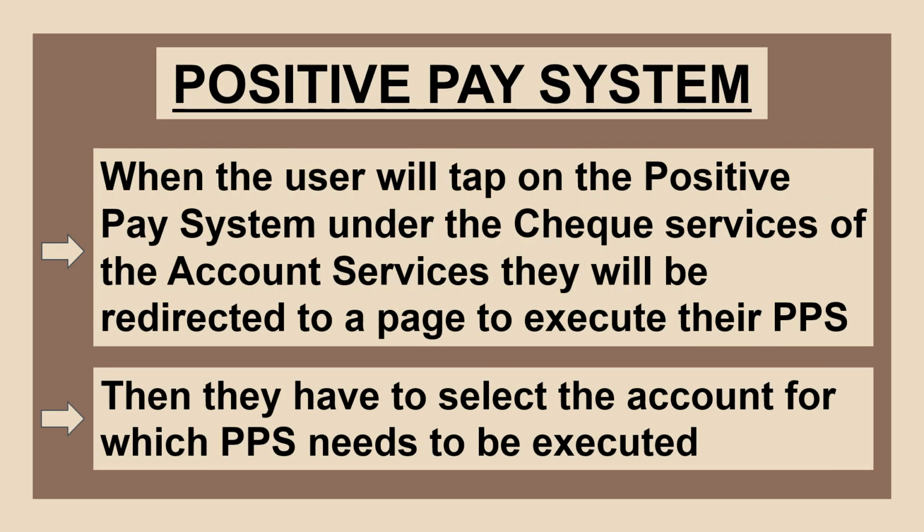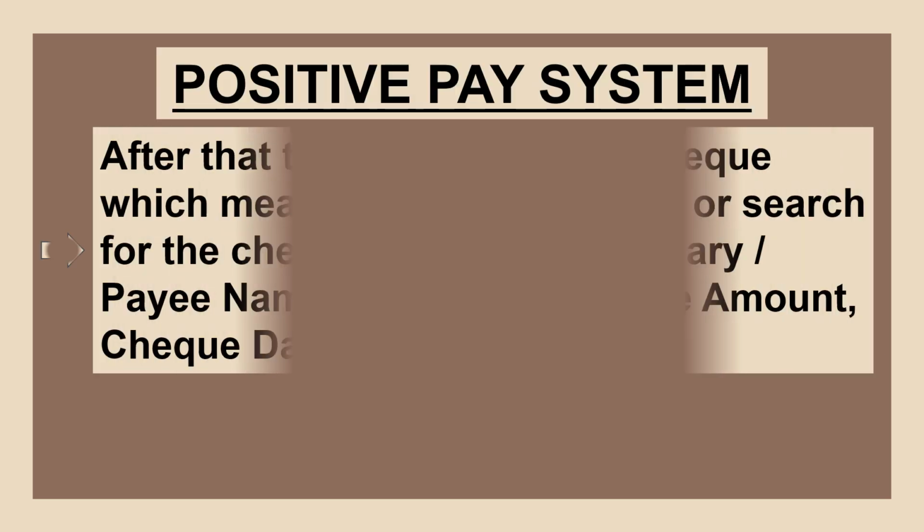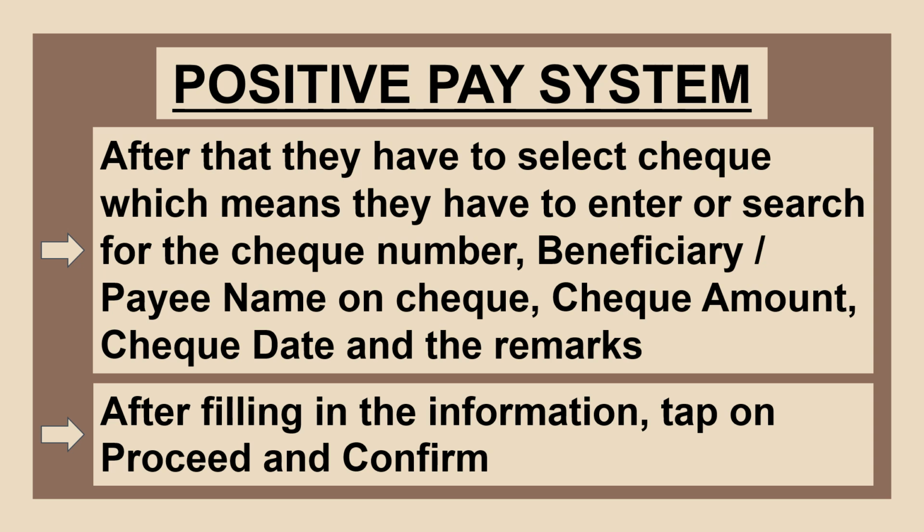Positive Pay System. When the user taps on the Positive Pay System under the check services of the account services, they will be redirected to a page to execute their PPS. Then they have to select the account for which PPS needs to be executed. After that, they have to select the check, which means they have to enter or search for the check number, beneficiary or payee name on the check, check amount, check date, and the remarks. After filling in the information, tap on Proceed and confirm.